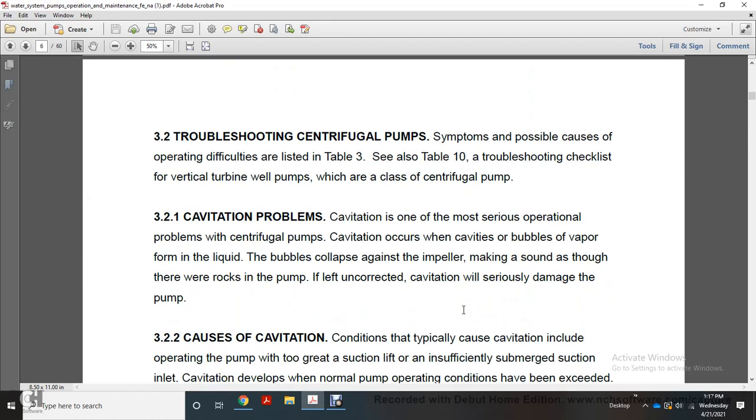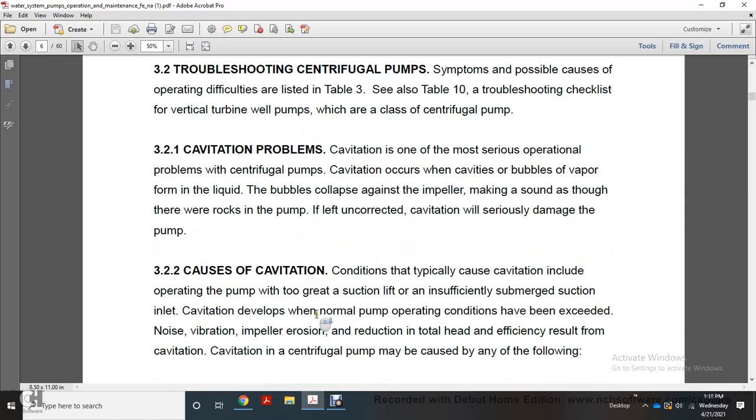Cavitation problems. Cavitation is one of the most serious operational problems of centrifugal pumps. Cavitation occurs with the formation of vapor bubbles in a liquid. The bubbles collapse against the impeller, making a sound as though there were rocks in the pump. If left uncorrected, cavitation will seriously damage the pump. 3.2.1 Causes of cavitation conditions.